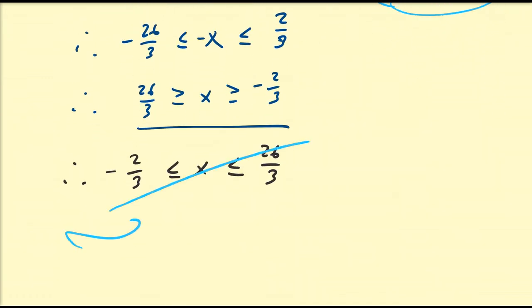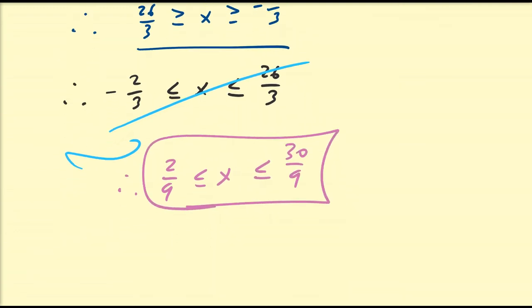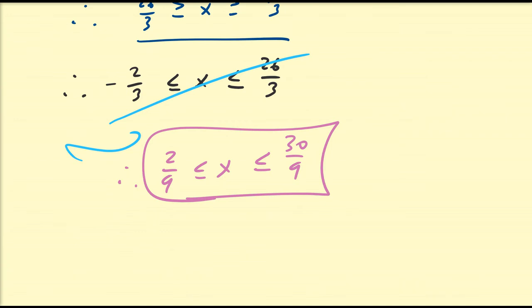Always be sure to go back and check to make sure everything is working. So we're going to have that 2/9 is less than or equal to x, less than or equal to 30/9 as the correct answer. Always be sure to check your answers, just in case you make simple errors like I did. No one is perfect, so I'm not going to pretend that I am any more perfect than anyone else, or less perfect anyway.